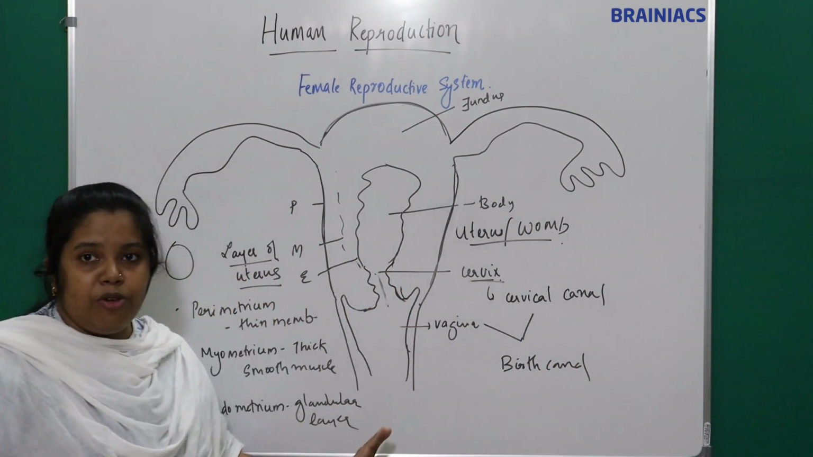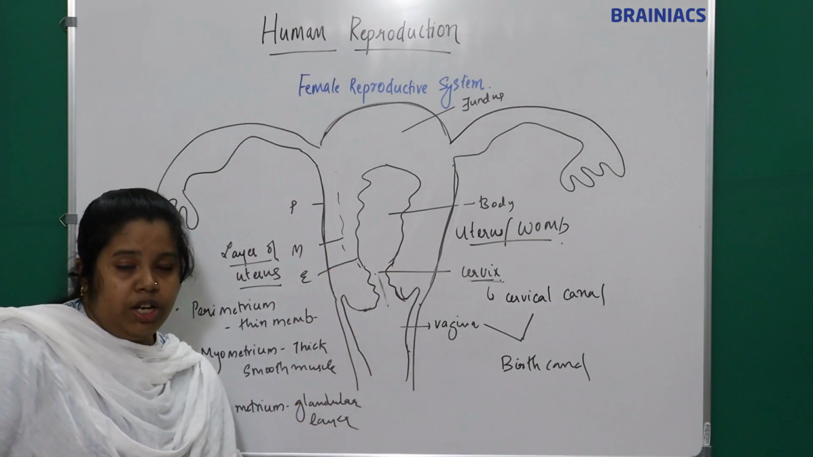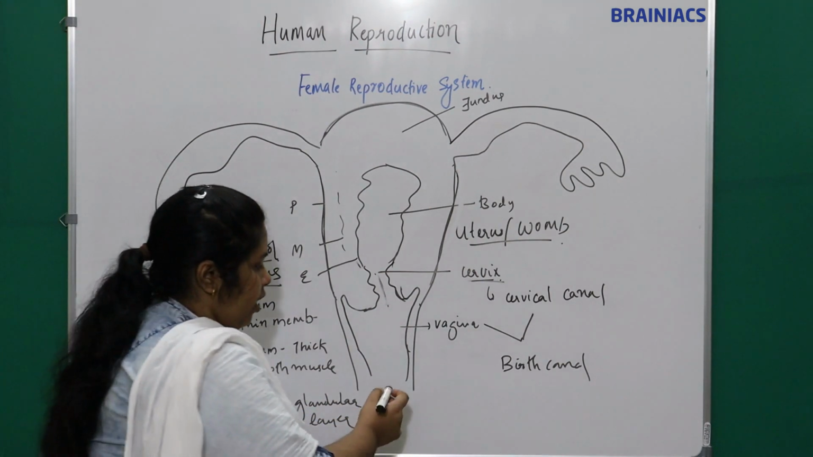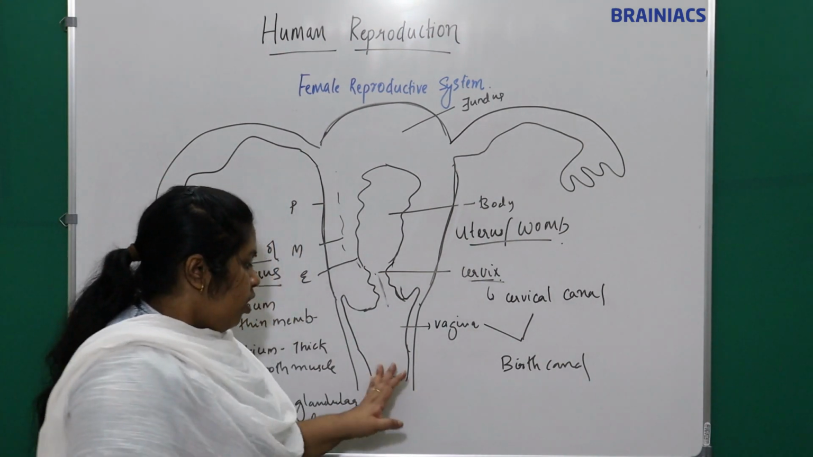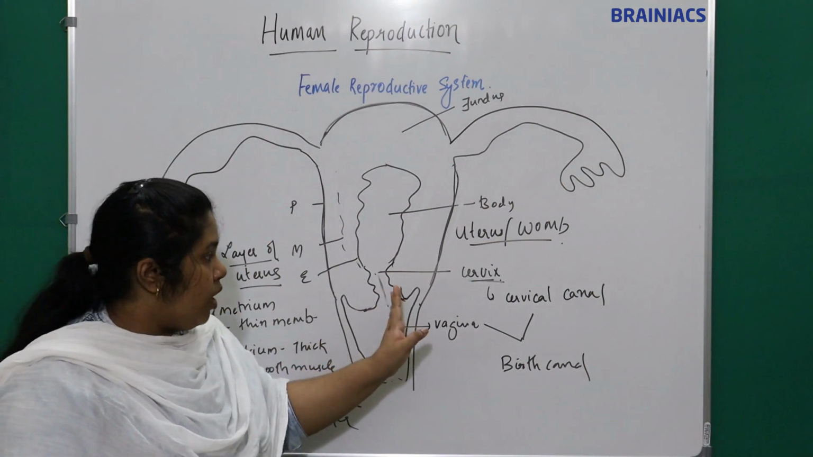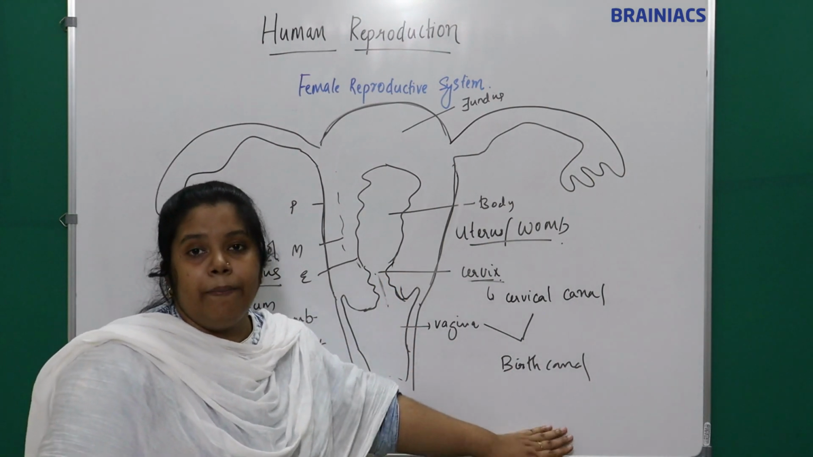During delivery, the baby will pass from the uterus via the cervical canal to the vagina and out of the maternal body via the vaginal opening. Here we have the vaginal opening. That's why the cervical canal plus the vagina together are called the birth canal.